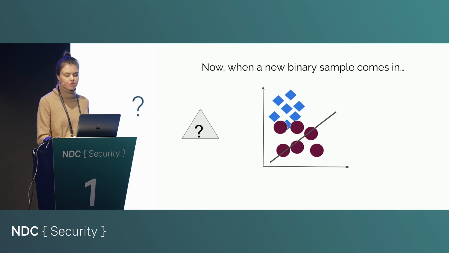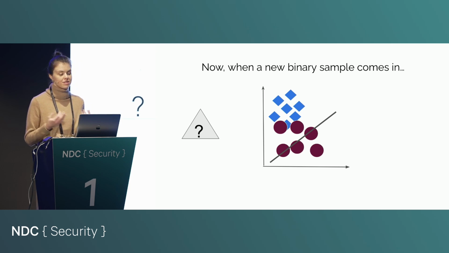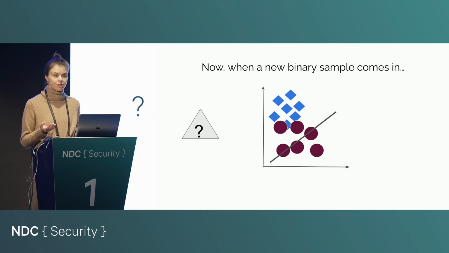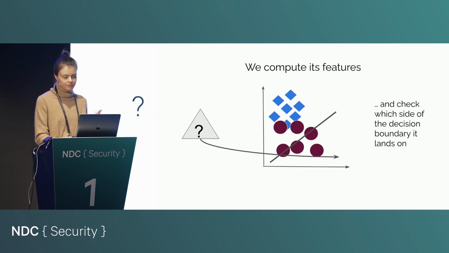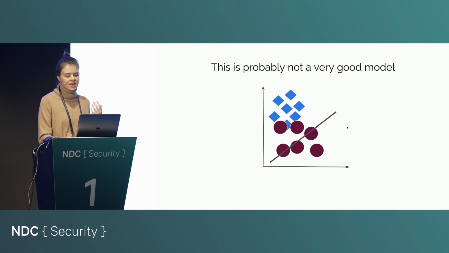Well, we take this new incoming binary sample and put it through our feature engineering pipeline, because as you remember, you have to somehow transform the binary into a numerical vector before the model can understand how to deal with it. And then you see on which side of the boundary it falls. In this case, it would fall on this lower side of the boundary, so the model says that it is malicious.